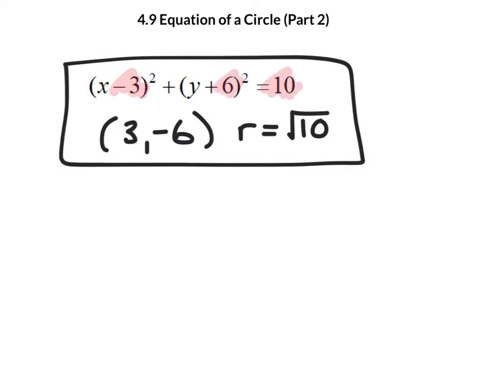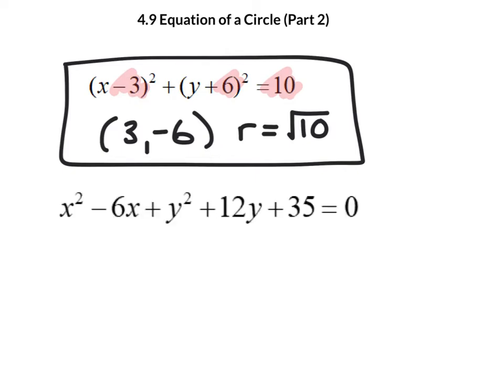Now, unfortunately, we don't always get it in this format. This statement is also equivalent to this one. Now, let's take a look at this. What has happened here, and I'll show it to you in a second, is we've basically multiplied these binomials out and gathered like terms. But this is just known as the general form. The issue with it is that we can't say, oh, I know where this circle is centered and what its radius is. So the goal is for me to help you go from this into this.